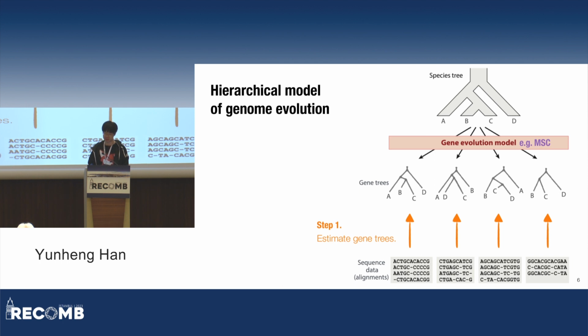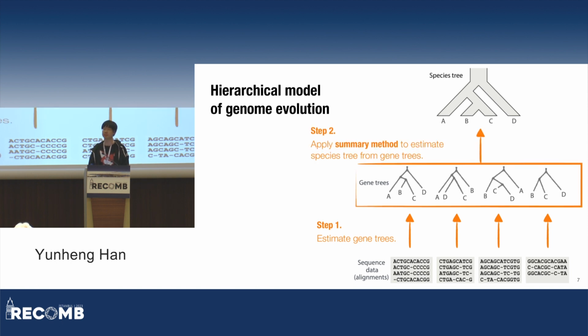Note that the gene trees could be different from each other and different from the original species tree due to certain biological processes like incomplete lineage sorting. And in the other direction, when we observe a set of biological sequences, we may first estimate the gene trees and then summarize the gene trees using a certain method to estimate the species tree.